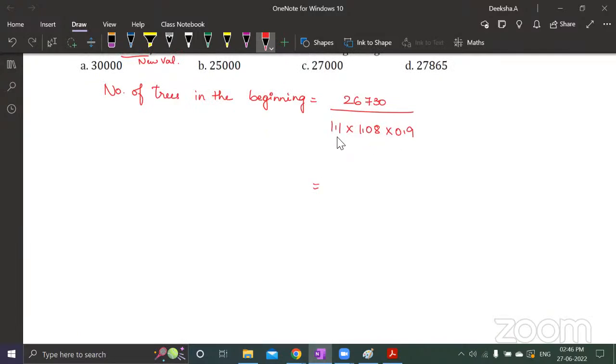Whenever you have fractions like this where you have decimal numbers, we will first remove the decimal point. To remove the decimal point, we will multiply by a balancing factor. Before that, I will just directly solve it and then I'll tell you. So here we will write 11 into 108 into 9, and the balancing factor is going to be 4 zeros here. Now we divide this.